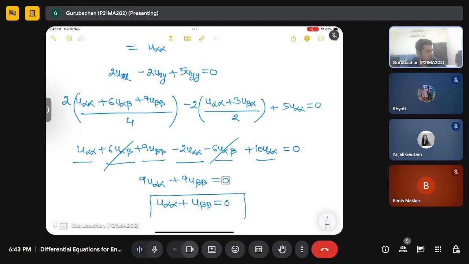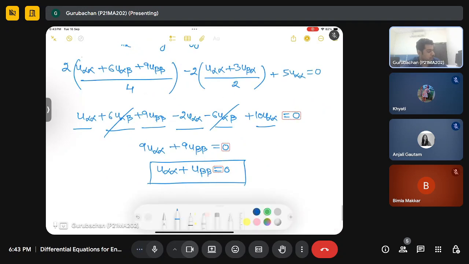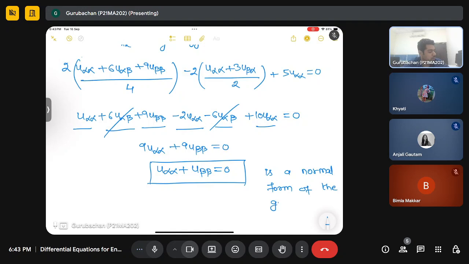This is your asked canonical form. This is a normal form, or you can say canonical form of the given PDE. And you can also observe that, since this was an elliptic PDE, the classification was elliptic, it falls under elliptic PDE. So this is nothing but looks like the Laplace equation.